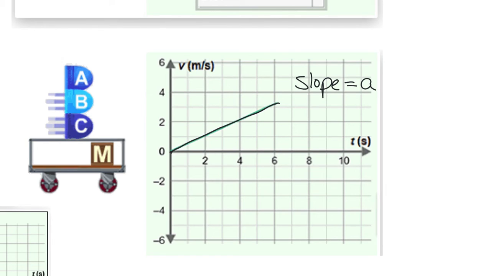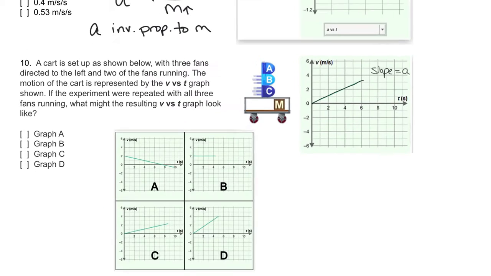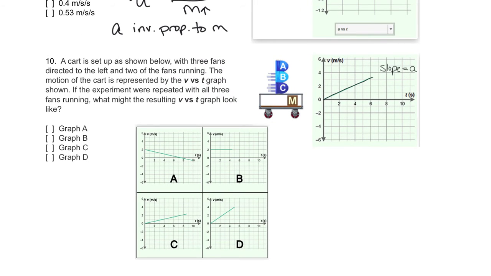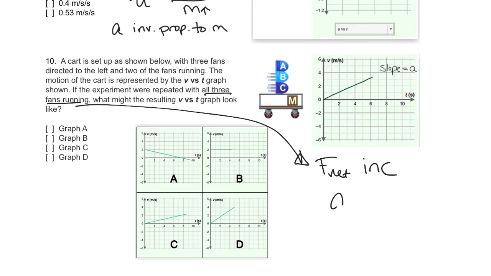That's super important. So here it says we've got 2 fans, and then we turn on the 3rd fan. All 3 fans means what? What did we increase? Mass. We did not increase the mass because the fan was there before. You increased the force. So the net force increased.